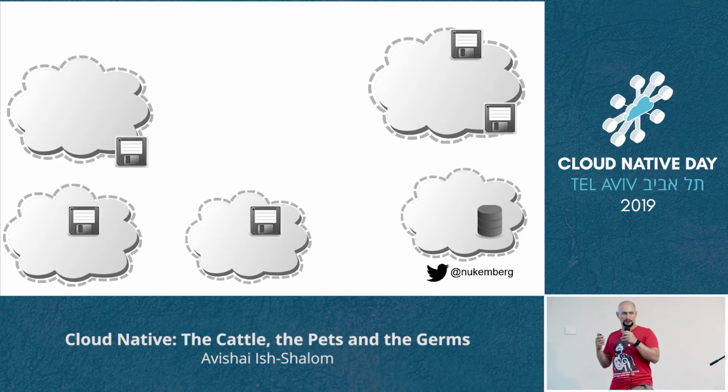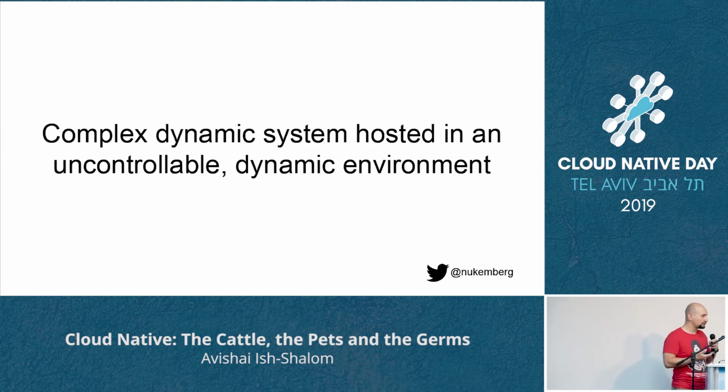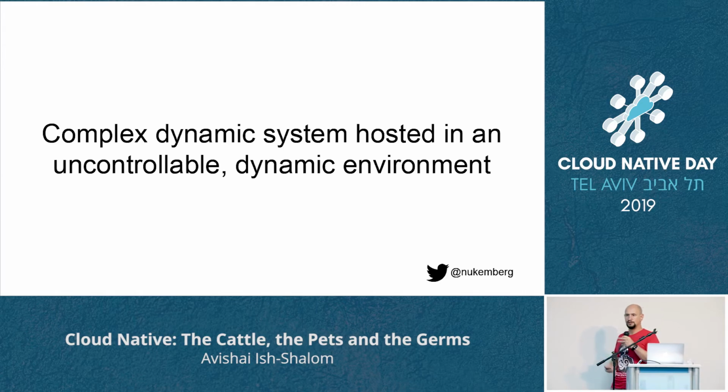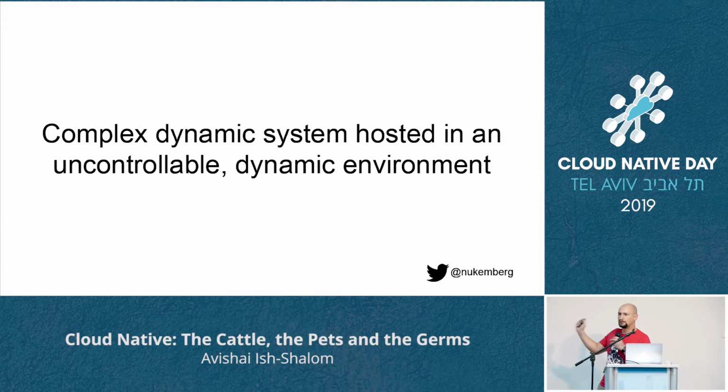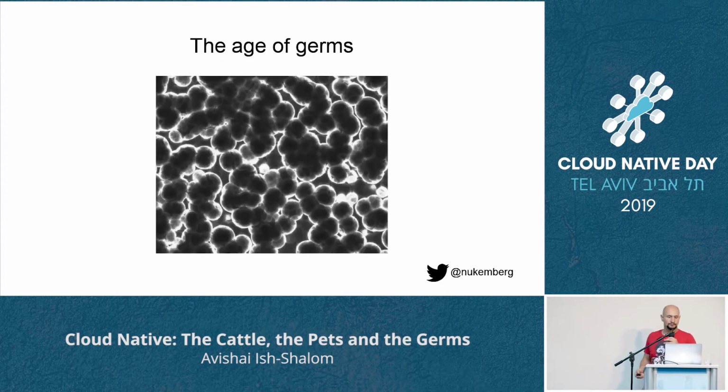A lot of the breaches happen because someone steals something from GitHub. Your code is on GitHub. And maybe your credentials as well. Or maybe it's on the Terraform cloud or a bunch of the other clouds that you might be using. So what we got is a complex dynamic system hosted in an uncontrollable dynamic environment. How are we going to manage that? Good question. Enter the age of germs.